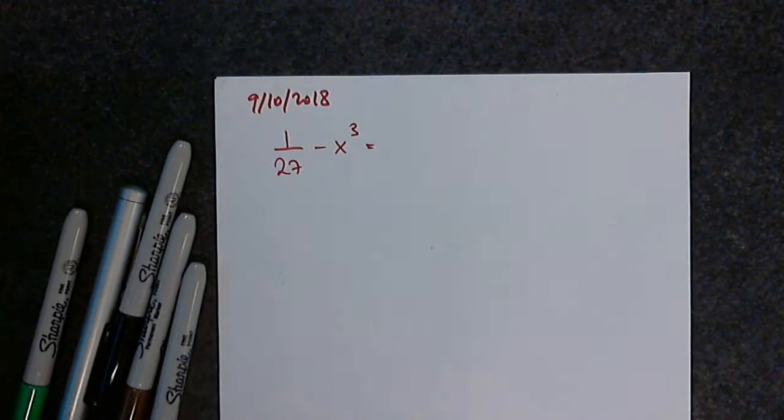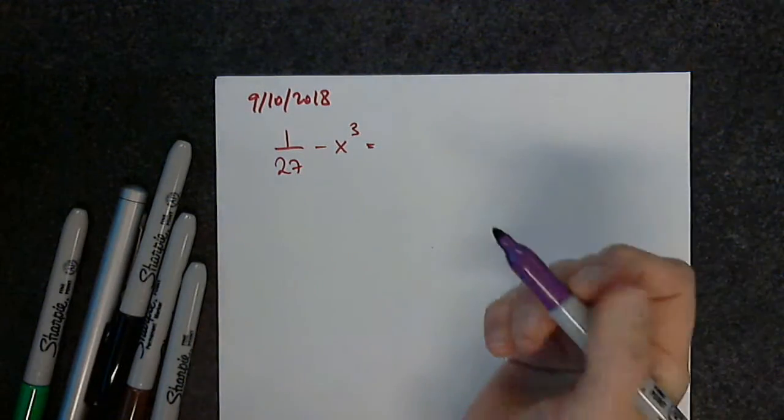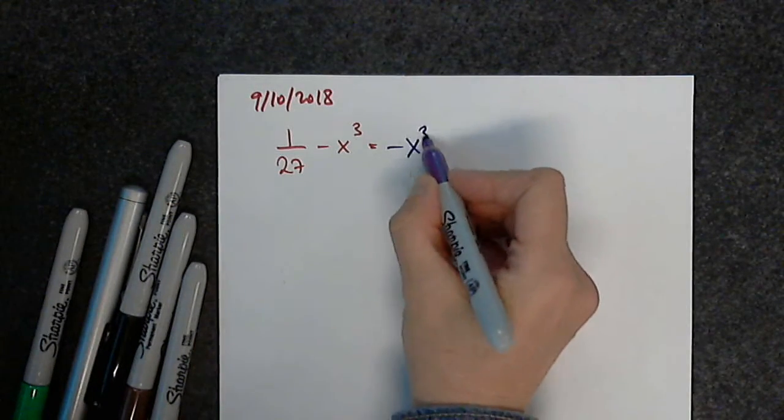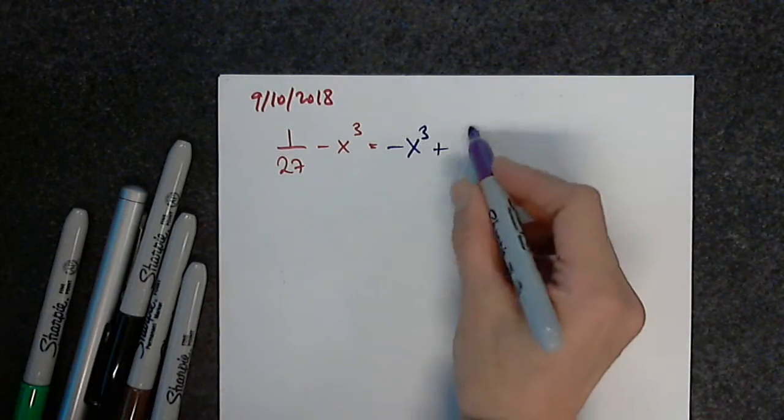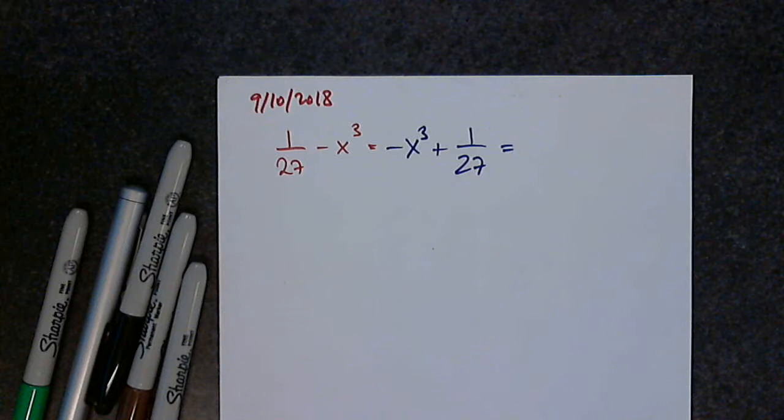Question: is it in descending order? And the answer is no, though I have to arrange it in descending order. So can anyone dictate the descending order for this binomial? Minus x cubed. Awesome. Was 1/27. So remember, first I identified correctly, then I put it in descending order.